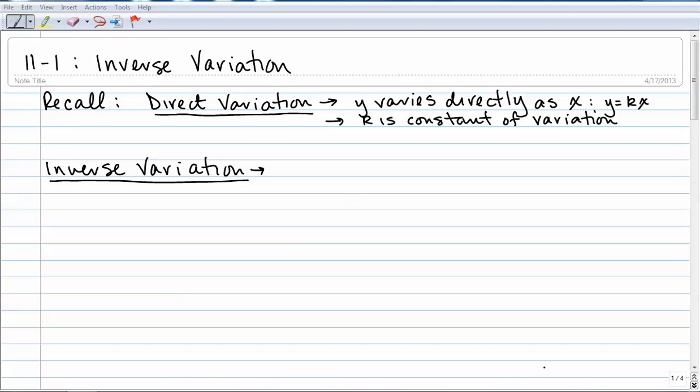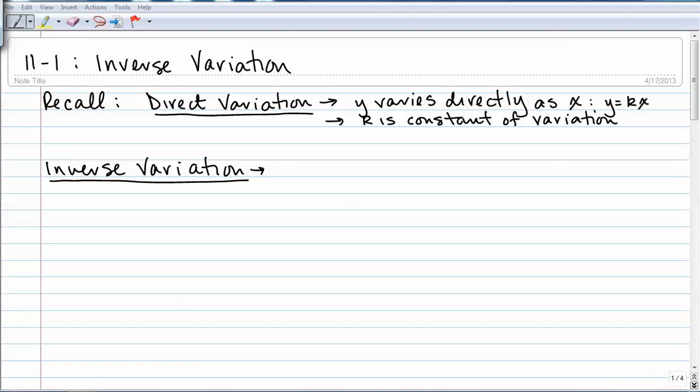Today's lesson is on inverse variation. Recall that back in Chapter 4, we talked about something called direct variation. We did this when we started talking about slope and started graphing lines. Direct variation means that y varies directly as x. And if you recall, we had the equation y equals kx, where k was the constant of variation, and as we later came to find out, k was also the slope of that line.